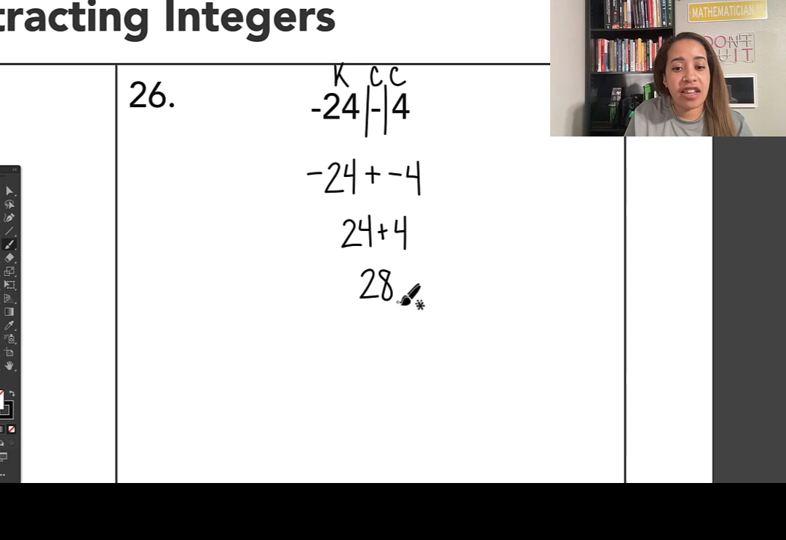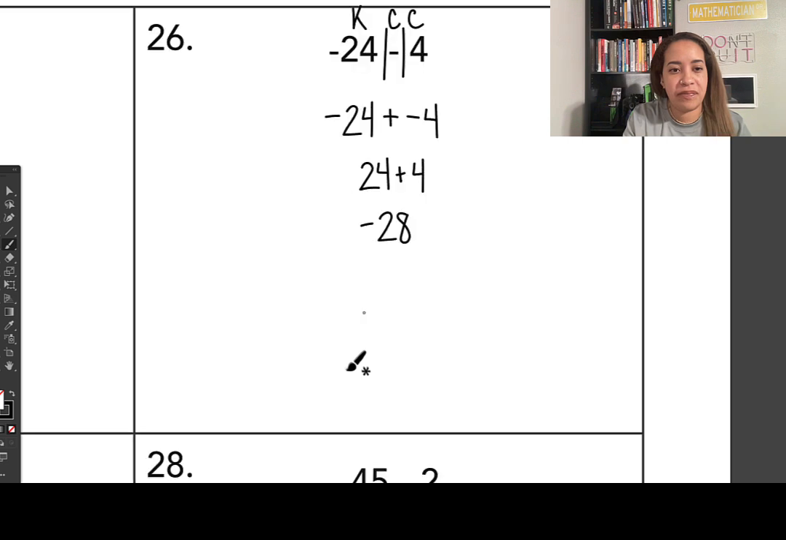And then we need to check the sign on our final answer. Always go back to your addition problem. I see that both are negative, so my final answer is going to be negative. We also talked about how it's a good habit to go back to your higher absolute value, but either way, we know our final answer should be negative. Negative 24 minus 4 is negative 28.